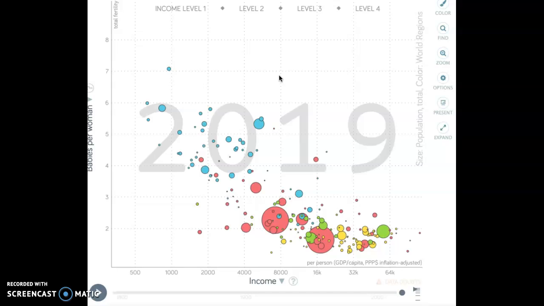And that is why income plays a huge effect on today's society, not only in kids, but for everything in the world. Thank you, and this was my Gapminder project.